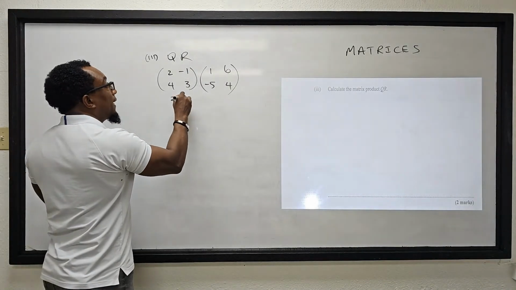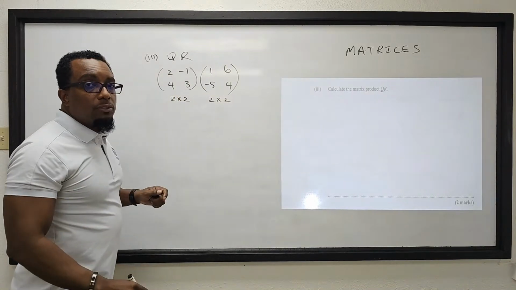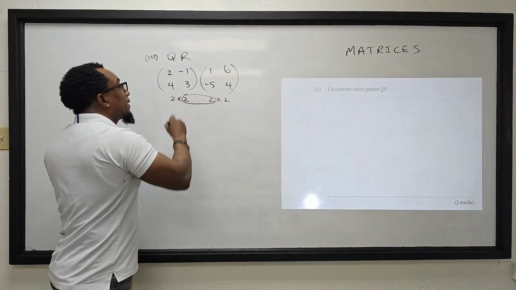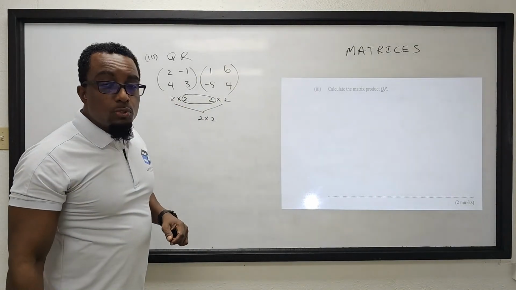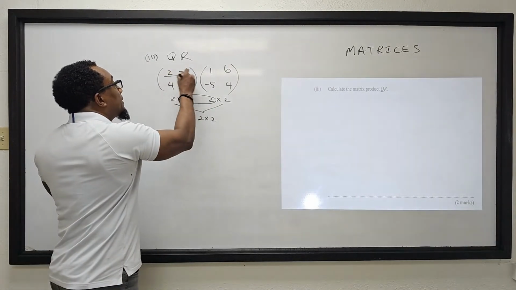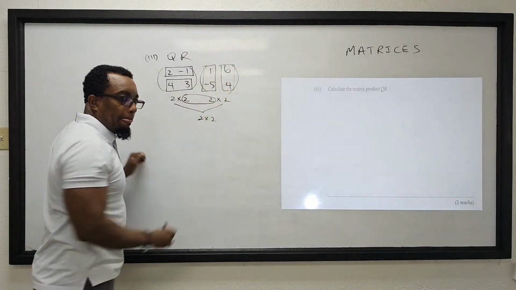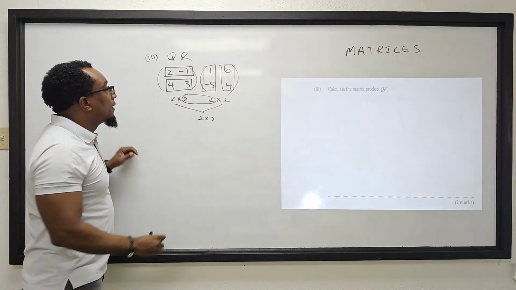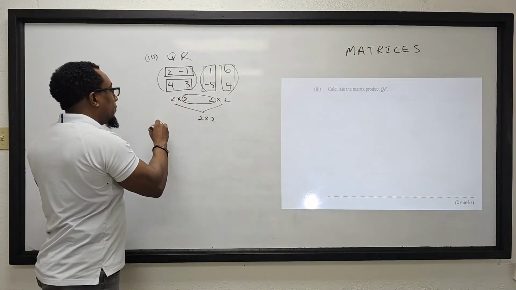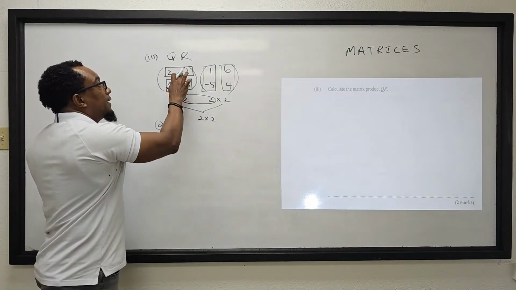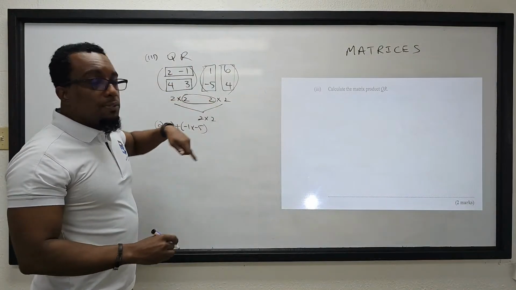So when you multiply, always check the orders. A 2 by 2 matrix, 2 rows, 2 columns, also a 2 by 2 matrix. The 2 inner numbers are the same, so they are compatible. The outer numbers will tell us the end result is also 2 by 2. So how do we multiply? We take the rows of the first by the columns of the second. First row, first column: 2 by 1 plus negative 1 by negative 5. That's first row, first column dealt with.